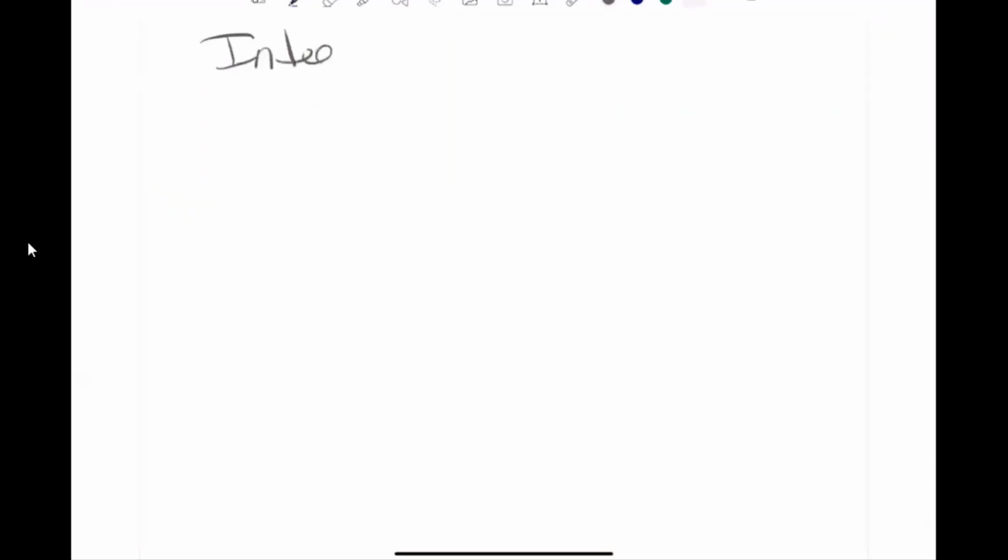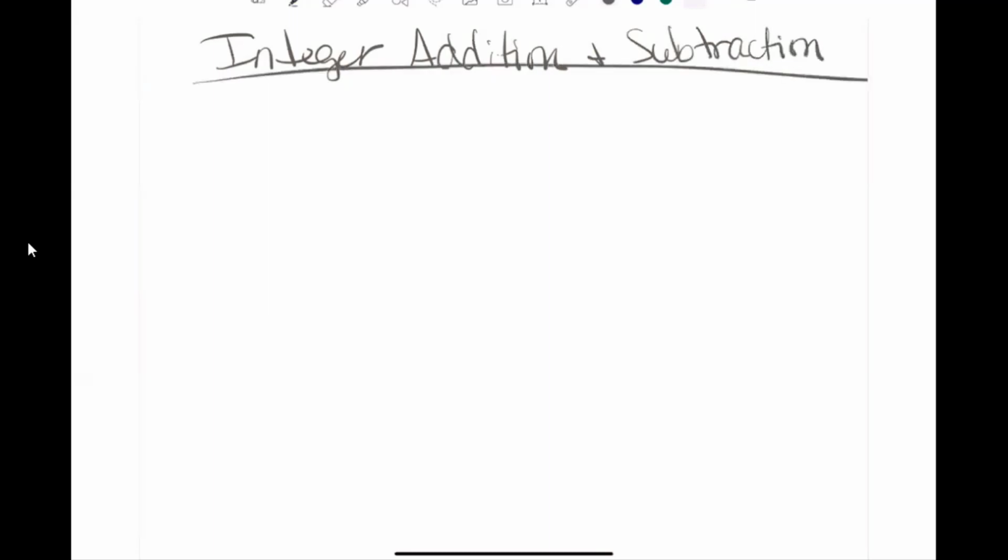So if we do integer addition and subtraction, some of these are going to be really easy. If I gave you guys 5 plus 2, would you be able to answer 5 plus 2? We're going to get 7.